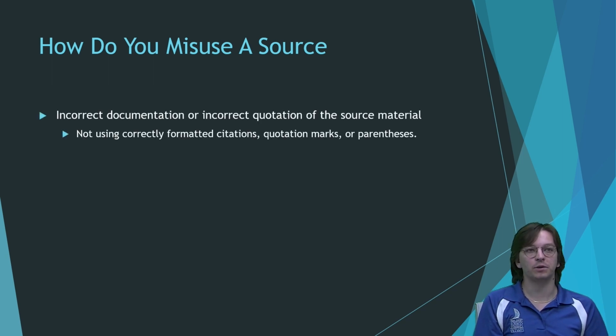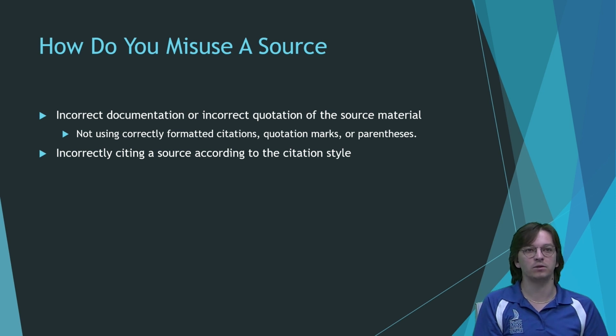Incorrect documentation or quotation of source material. For example, if you don't use correctly formatted citations, such as no quotation marks or parentheses when they are needed. Failing to cite according to required citation style. For example, if a professor asks you to use APA for a paper and you use MLA, you are misusing the source because it is not correctly formatted to the way your professor has asked.